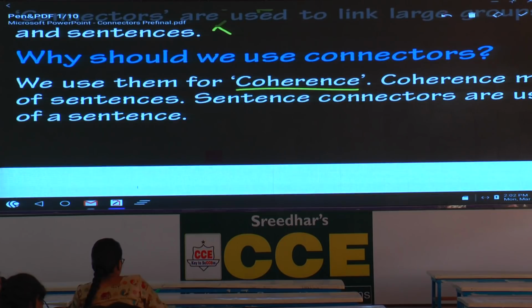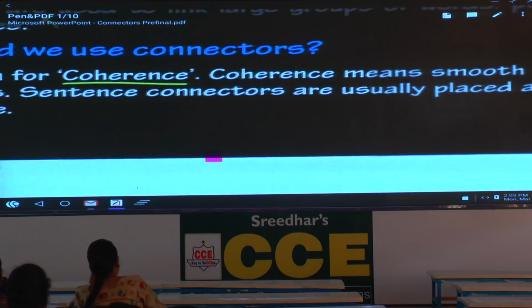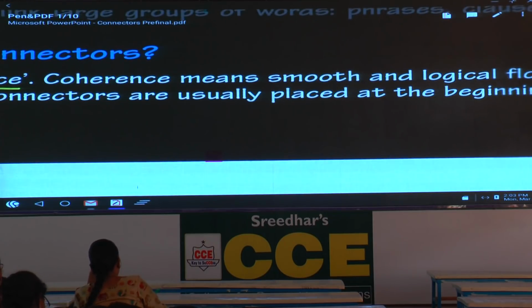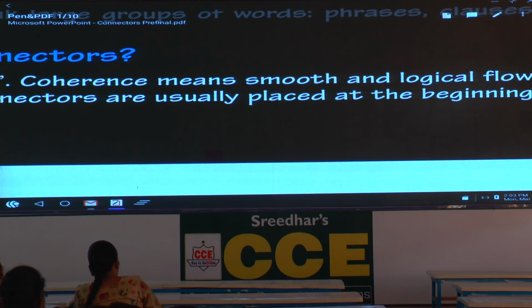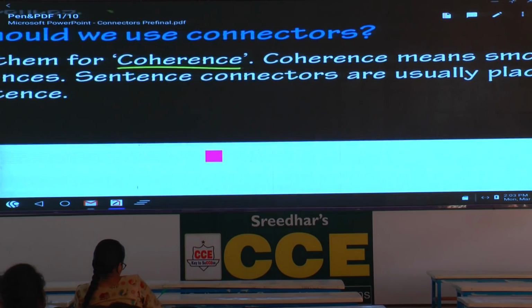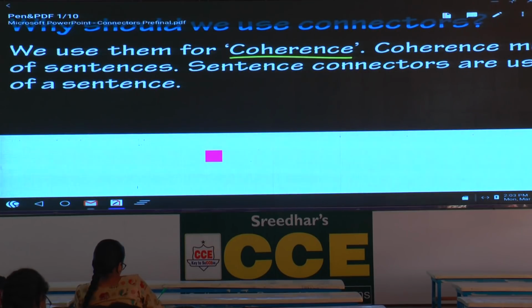Then write the meaning of the word coherence. It means smooth and logical flow of sentences. Please underline the words smooth and logical. Have you written? Any problem, anytime, please raise your hand. I will slow down, I'll stop, I'll show again.